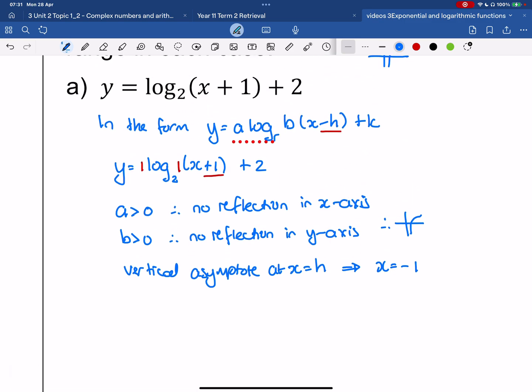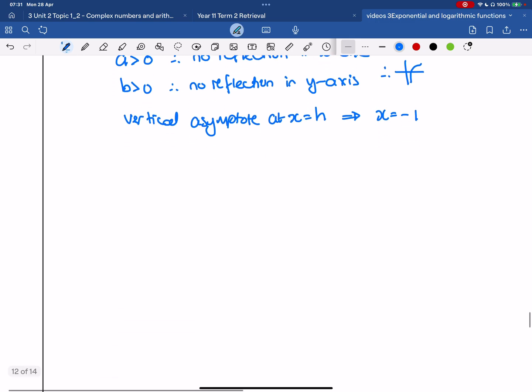However, I also need a few points to be able to sketch this function. And because I know it has shifted to the left, I should have an x and a y intercept. So I'm going to use those as my points for my shape. So my x-intercept happens when y equals 0.